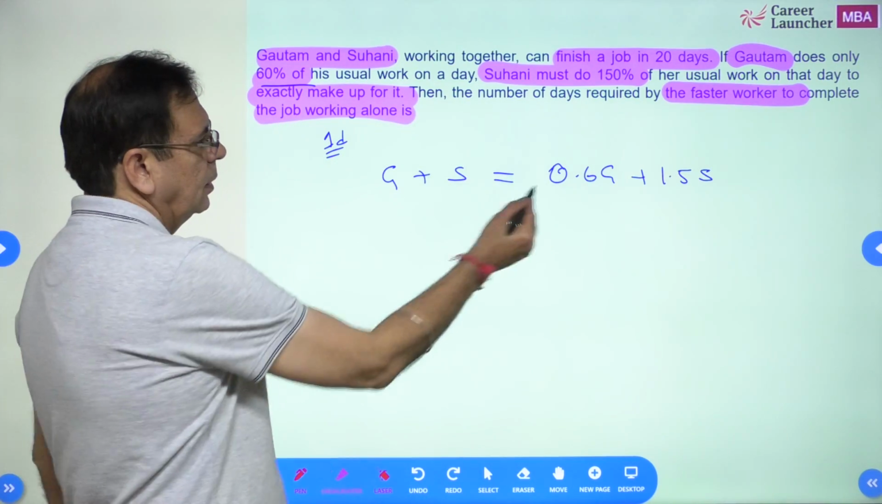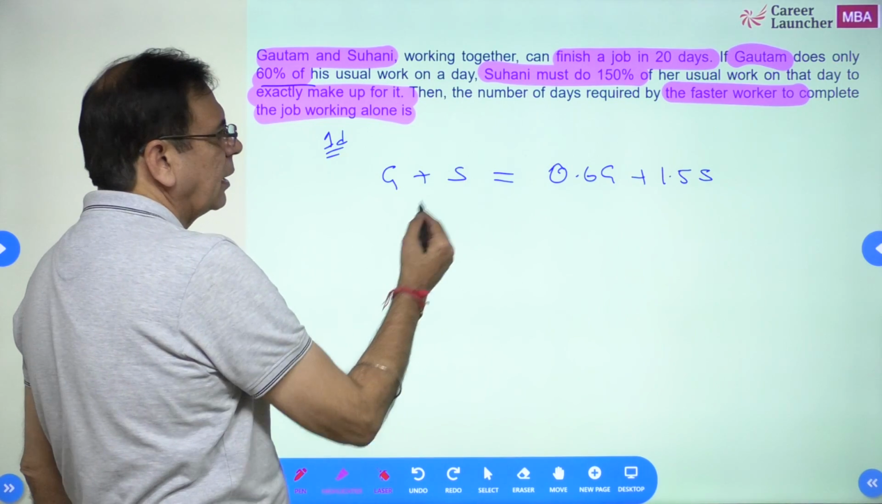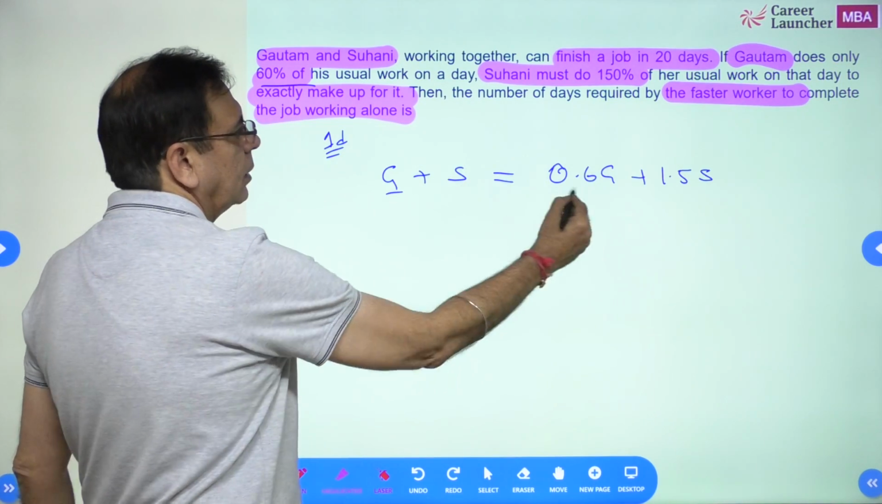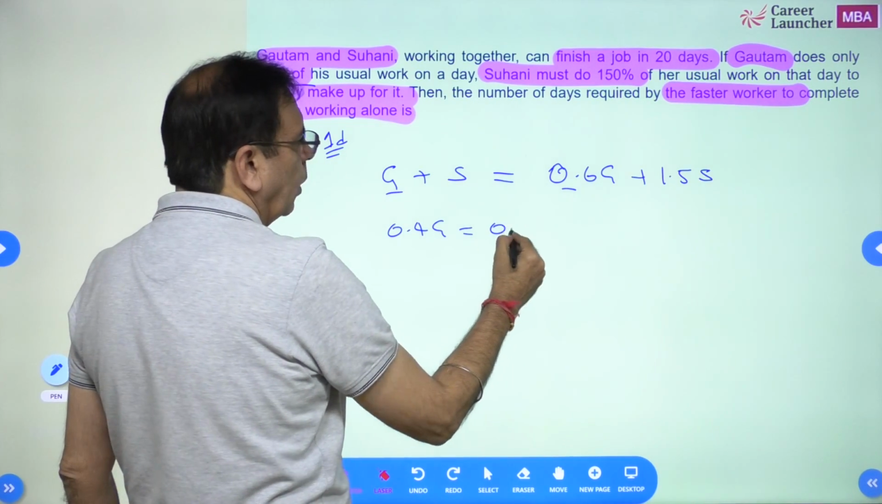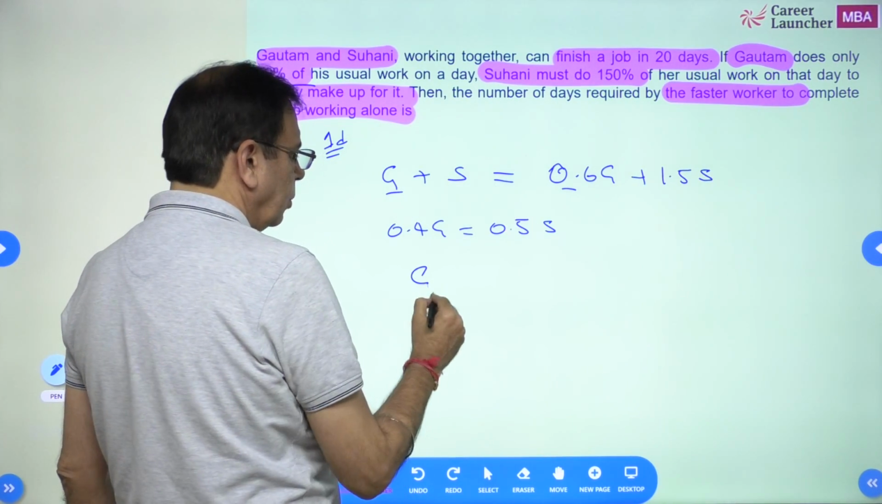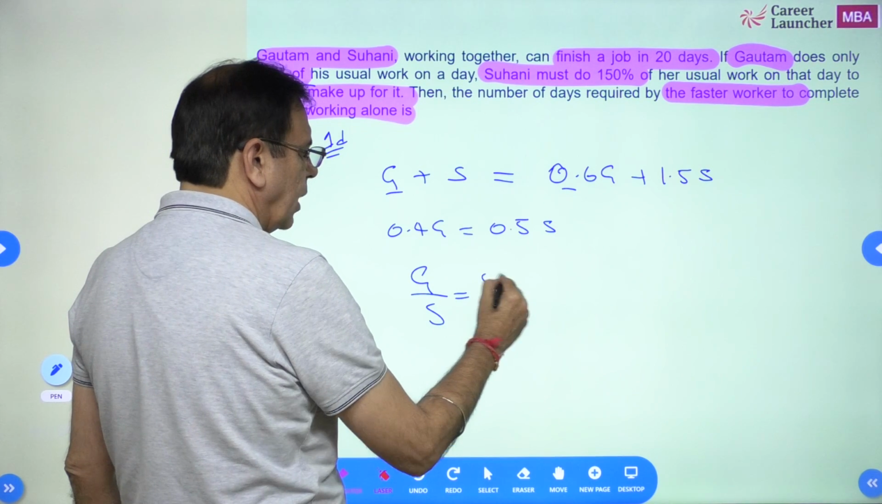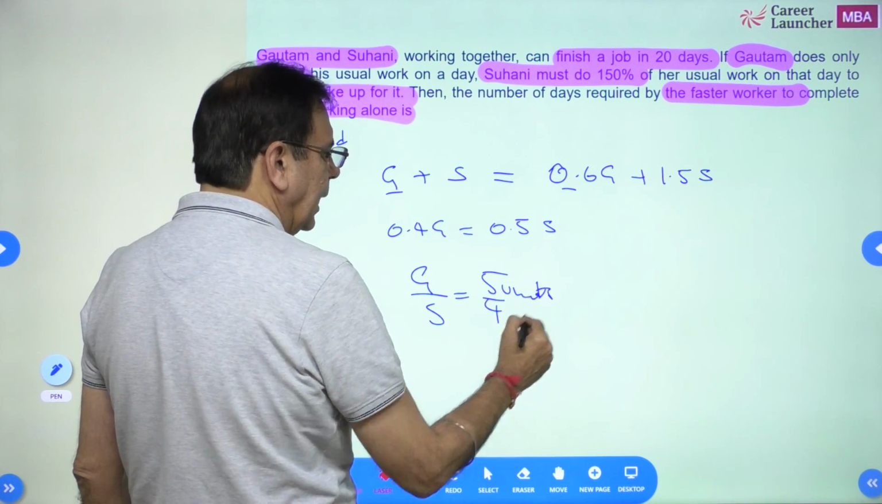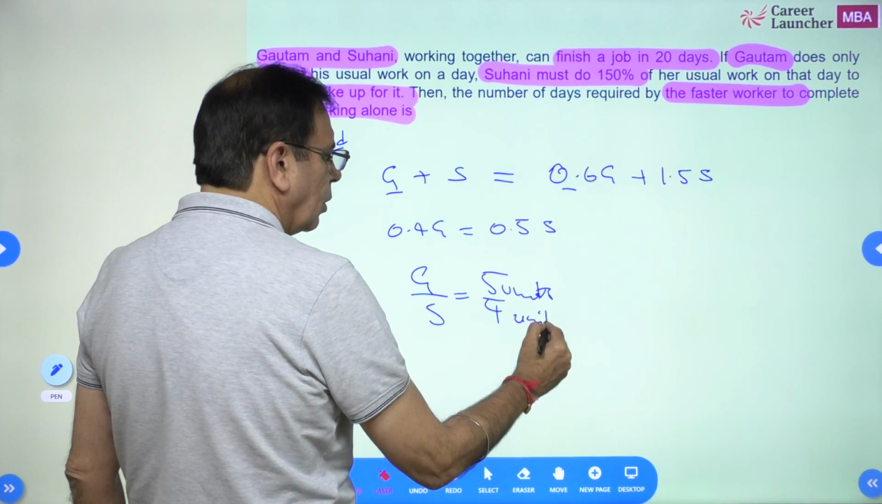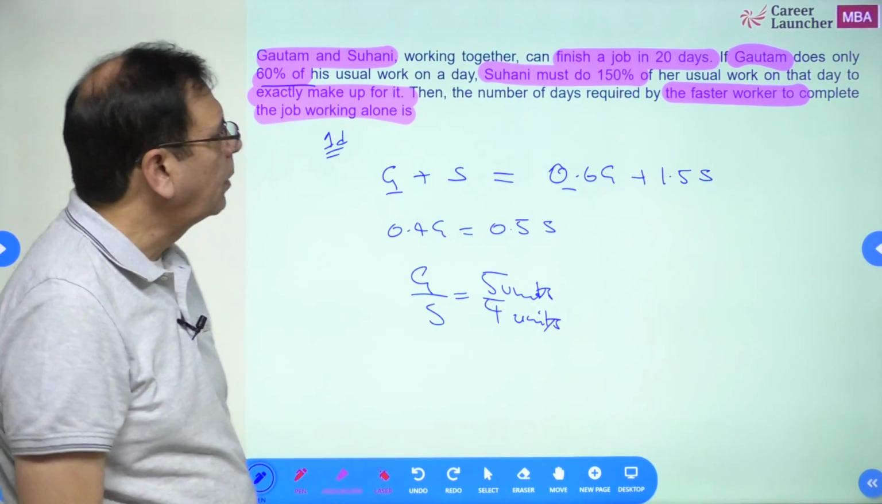What does that mean? If you transpose 0.6G to the left hand side and S to the right hand side, क्या होगा? 0.4G should be equal to 0.5S. So what should be G upon S? It should be 5 by 4. That means that Gautam does 5 units of work per day. Sohani should be doing 4 units of work per day. So what is the total amount of work?